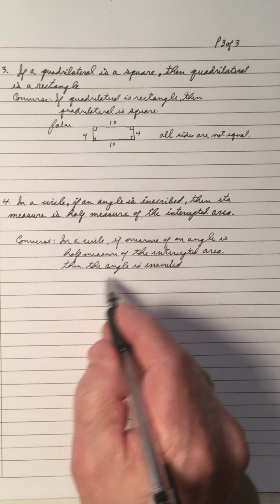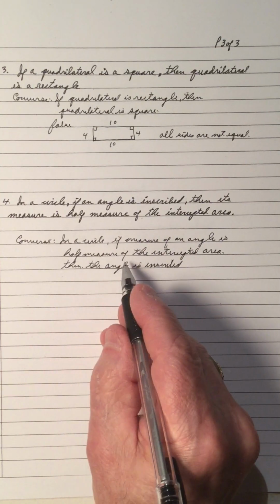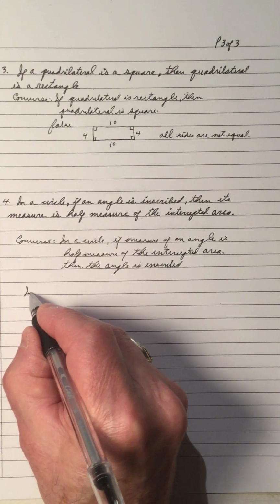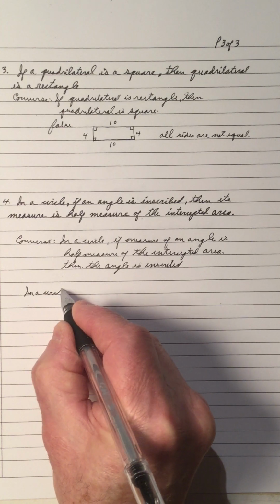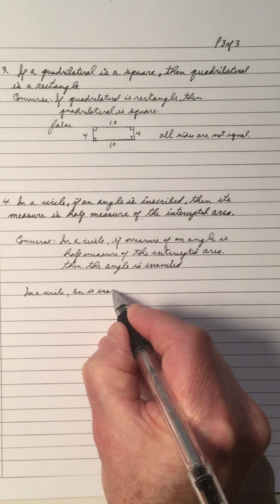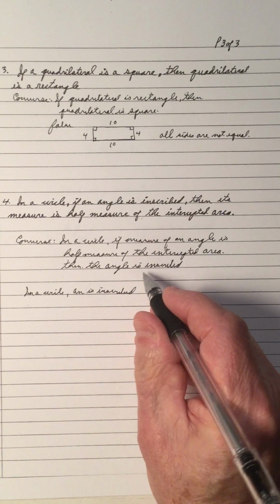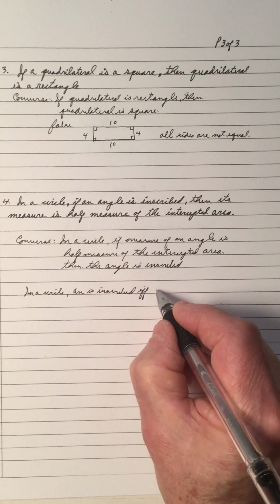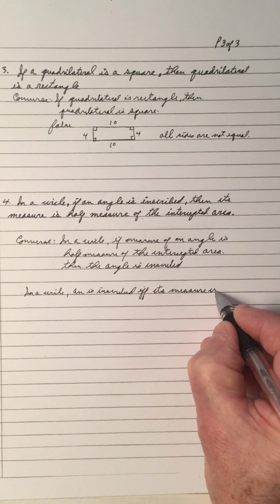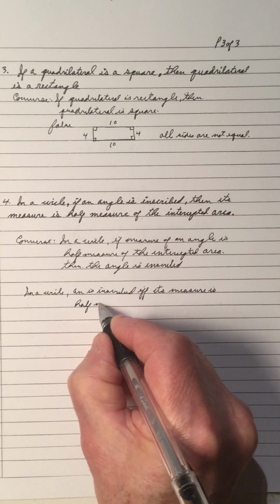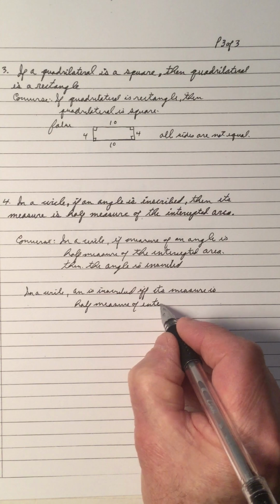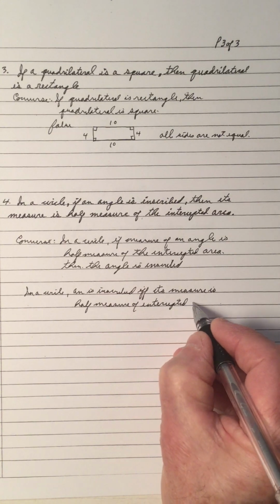So, just to explain that, I'll show you that that's true. But so that I'm going to write the if and then statement first. In a circle, an angle is inscribed. An angle is inscribed if and only if its measure is half the measure of intercepted arc.